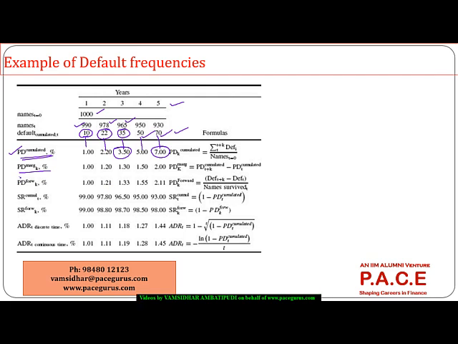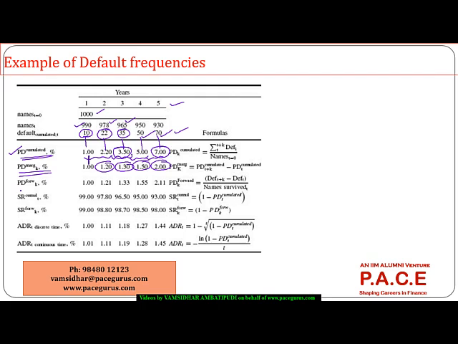Then I am talking about the marginal probability for that particular year. Because I am talking about that particular year, I'll subtract it from the previous year. So for the first year it will be the same as 1. But for the second year it is 2.2 minus 1, making it 1.2. The next year 3.5 minus 2.2, making it 1.3. 5 minus 3.5, 1.5. 7 minus 5, 2. So this is the marginal probability of default from one year to the other.